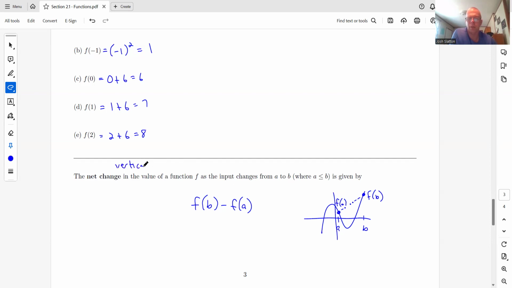So how much did that graph just move up? We're not talking about the horizontal change, we're just talking about the vertical. So how much did it move up? There's your y value f of B, there's your y value f of A. What is that distance? That's what the net change is telling us.